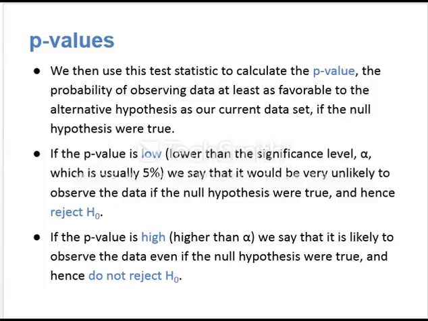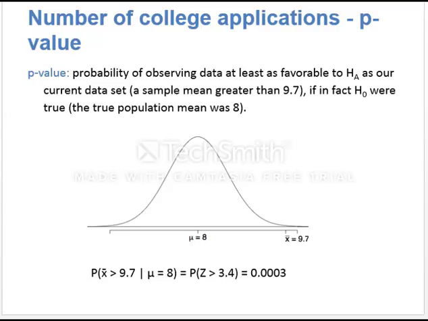So when it's low, let's say less than 5%, we say it's very unlikely, and we would reject the null hypothesis, saying it's unlikely to get data like this if the null hypothesis is true. But if the p-value is high, we say it's likely, and we would fail to reject the null hypothesis. So we're going to apply this in the next part of the video, and see how a large versus small p-value affects our decision in a hypothesis testing framework.